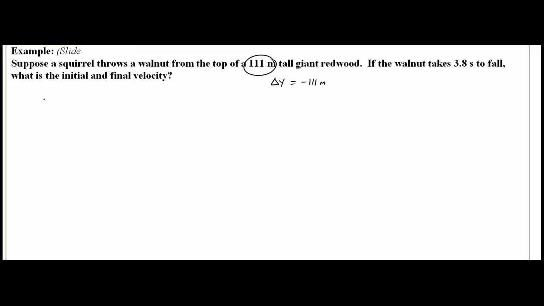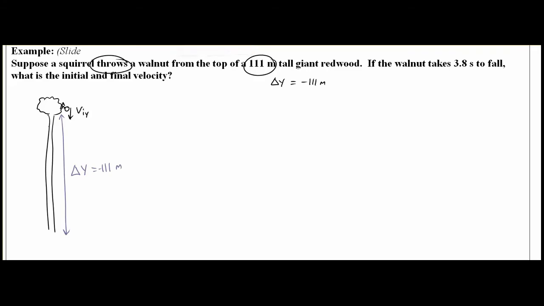So if we had a little visual of this, here's my tree. It's a redwood, so it's really tall and skinny and bendy. And there's my little squirrel dropping this thing. Oh, and look at it, he's not dropping it. Here's another key phrase. He's throwing it. It's like an evil little squirrel. This is not to scale. He's throwing it with an initial velocity, and it's moving down this delta y distance of 111 meters.